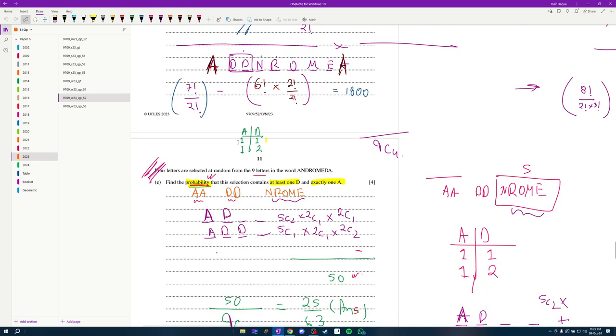Next, 4 letters are selected at random from the 9 letters in the word Andromeda. Find the probability. Oh, this is probability again. Just like that sum we did earlier, same.